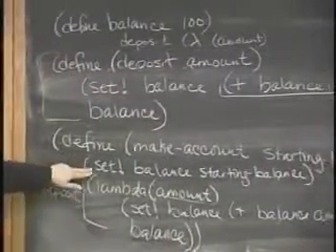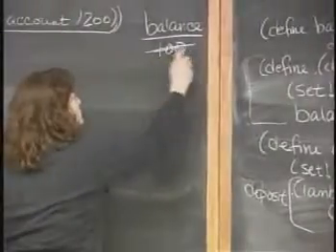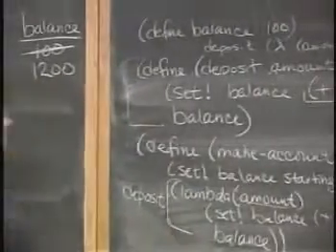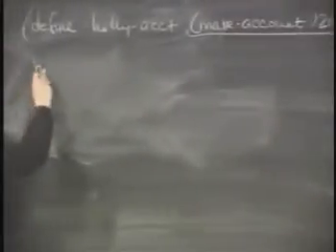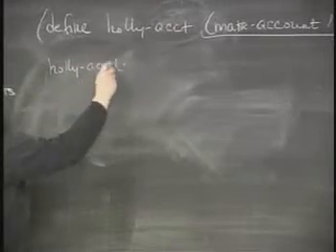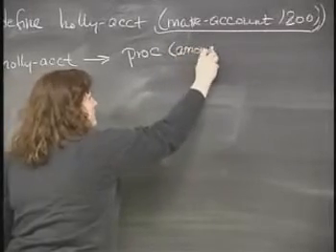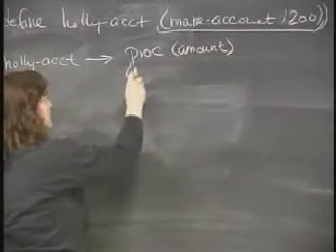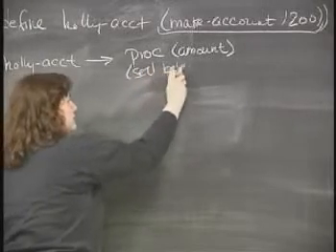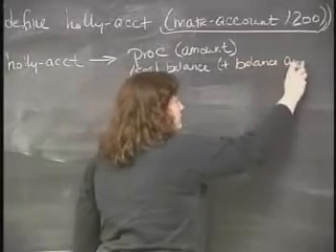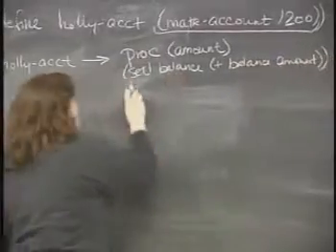Okay, so we're going to set the balance to be our starting balance, which is 1200. And we'll just cross that value out rather than erase it so we can see how things are progressing. Okay, so we've set bang balance to be 1200. And now I return a procedure. So Holly account is going to be bound to a procedure that takes in a parameter amount and does set bang balance plus balance amount, and then returns the balance.